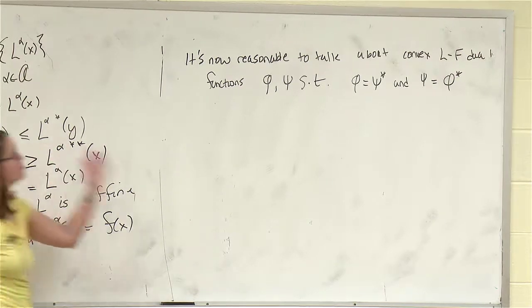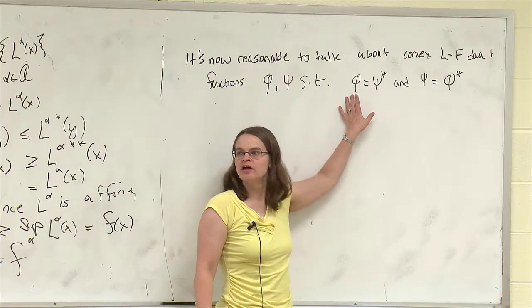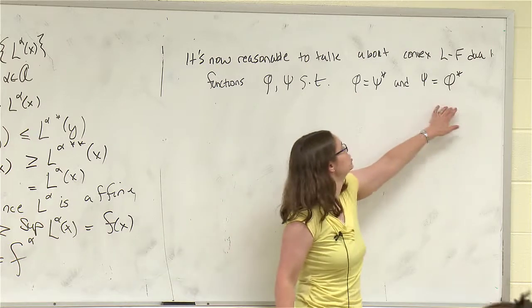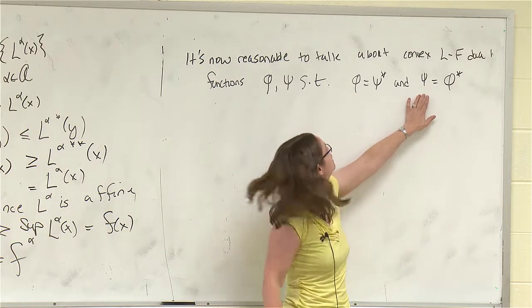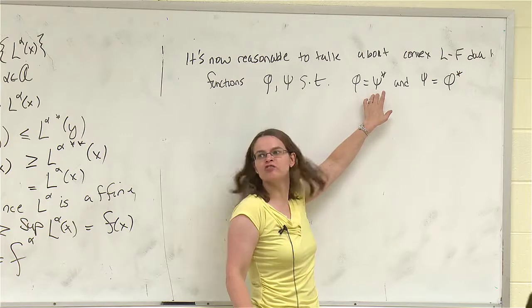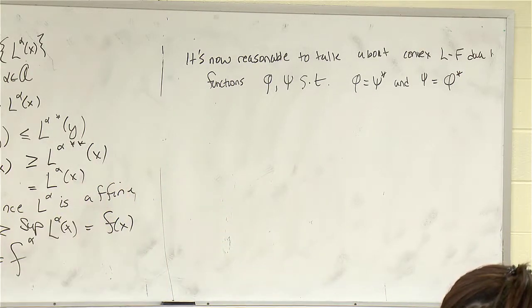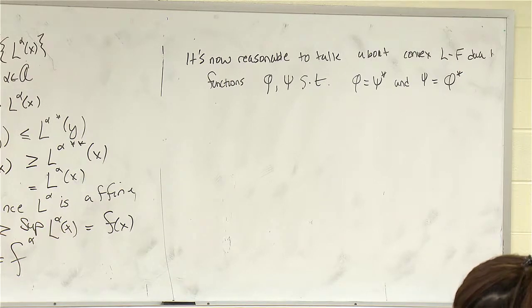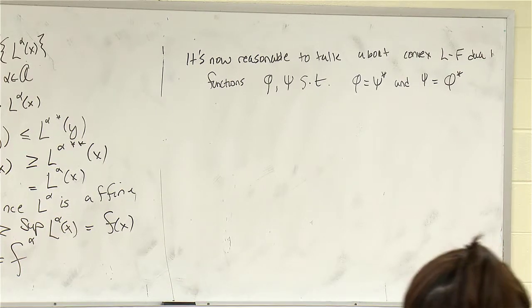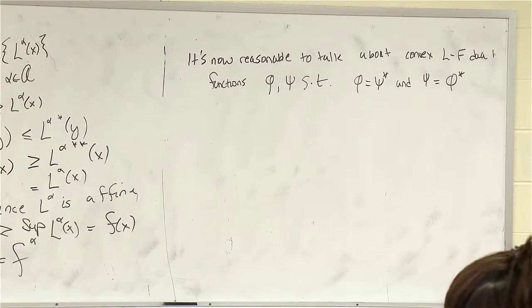Right? And this makes sense, right? You give me a convex function phi. I take its Legendre transform. I get another convex function. I take its Legendre transform again. I should get back where I started. So this is perfectly reasonable. Yes, we're happy with this.